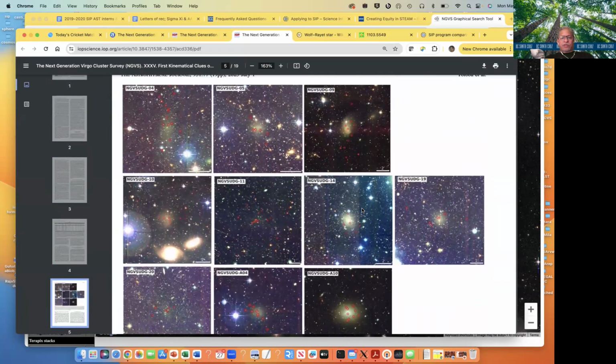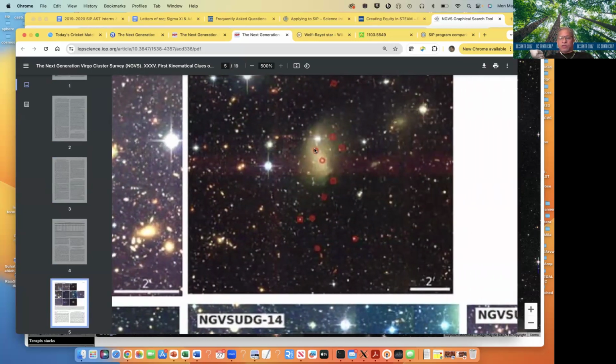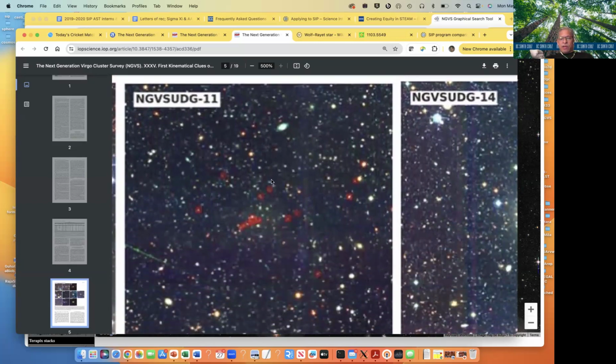So here are the ultra-diffuse galaxies. And if I zoom in, you'll see that the red circles are the star clusters associated with the dwarf galaxy. Okay, for each dwarf galaxy, you can see 1, 2, 3, 4, 5, 6. There's a whole bunch of globular clusters associated with them. Some of them are well outside the main body of the galaxy. There's a very interesting set of globular clusters, all looking to be in a straight line there.